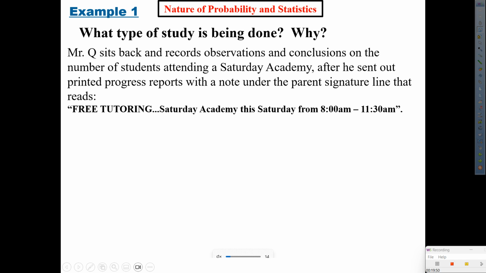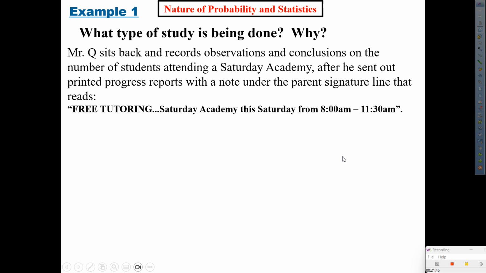Yeah, she said because you sent a printed progress report, but underneath the signature, what did I add? Free tutoring. Guess what most parents are going to see if you have a medium to low score on your grade? They're going to send you to tutoring. Does that make sense? So it's going to change the outcome of that day for you instead of staying home and doing what you do. All right, let's go to the next one.